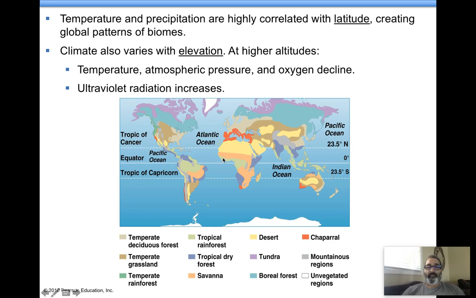So the farther away from the equator you go, you have less biodiversity. The most biodiversity is at the equator. The farther away from that you go, you start reducing biodiversity. And that's because of temperature, you start having less productivity, less base of your food chain, and then you're going to have less organisms. Here's another reason why climate varies.